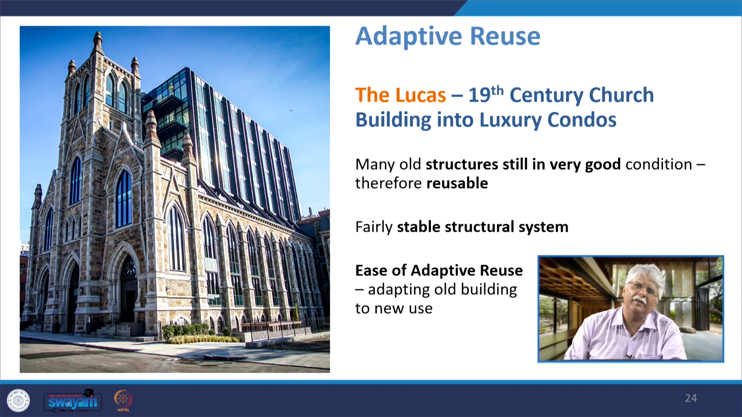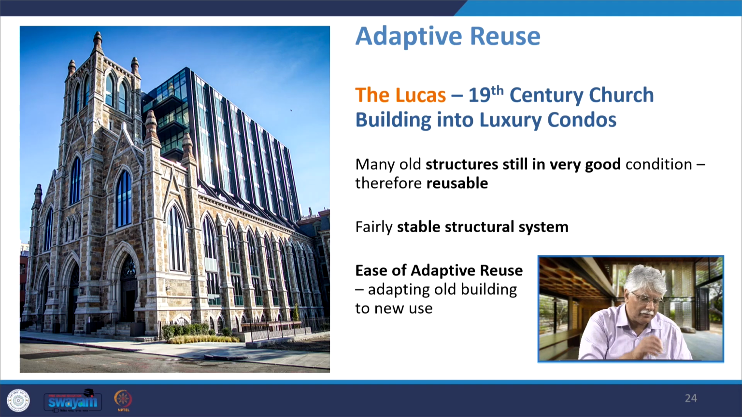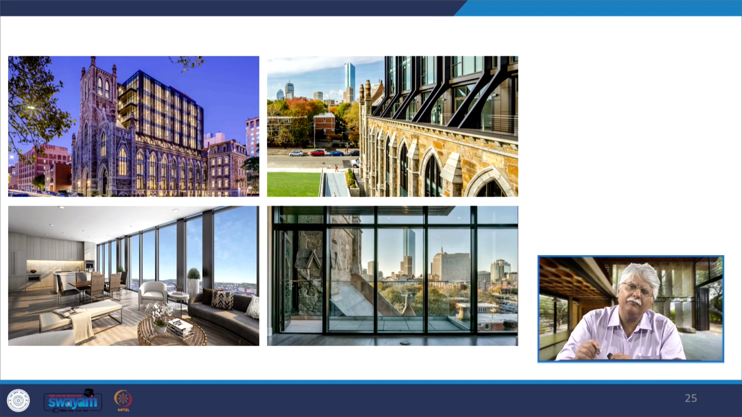Or for example here, this church building has been turned into luxury condominiums. Again the same thing, older buildings, very durable structure. Therefore, many old structures, like I said, are still in very good condition, therefore reusable, having a fairly stable structural system, ease of adaptive reuse of an old building to a new use. So these are some of the pictures of the Lucas, how wonderfully they have converted this into these condominiums.